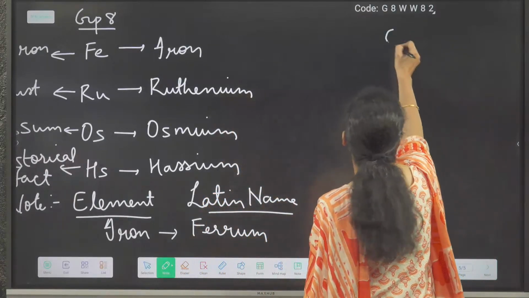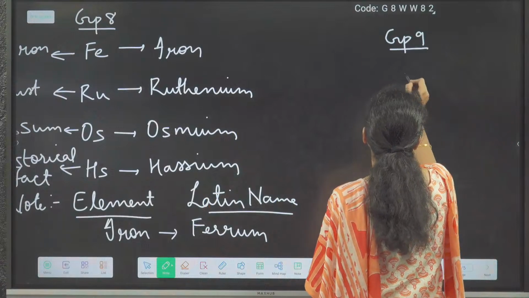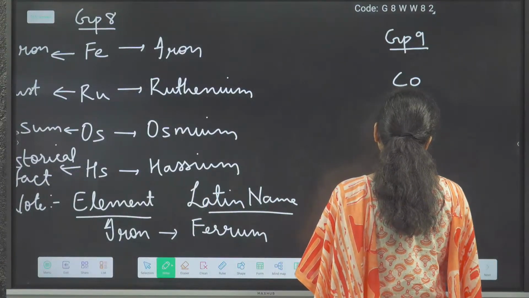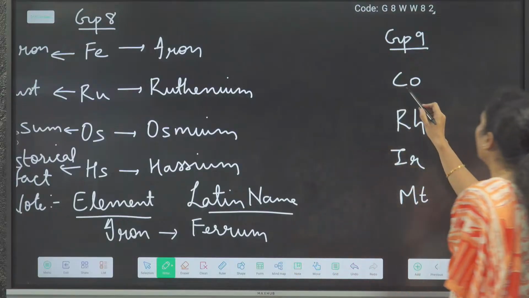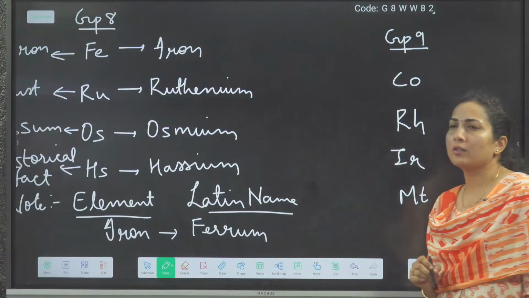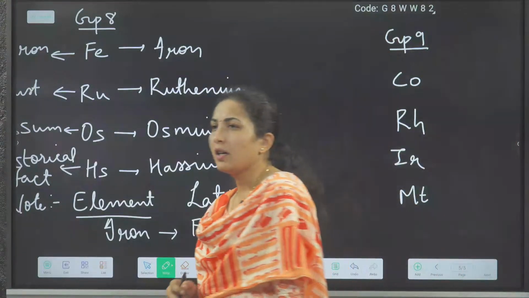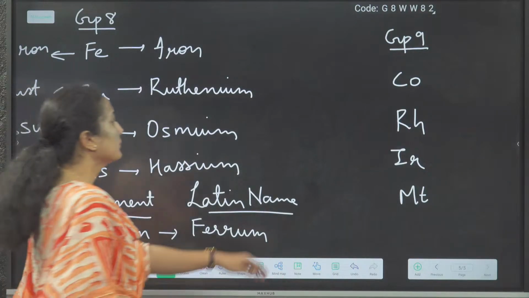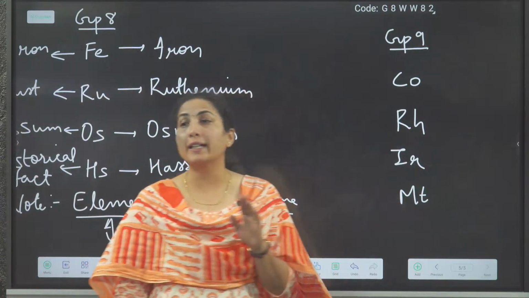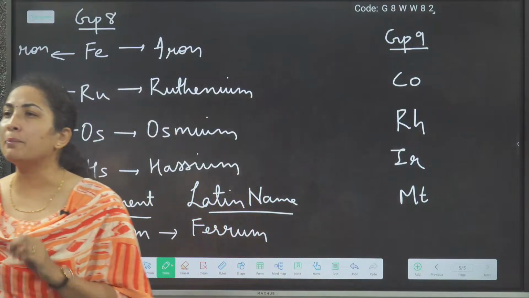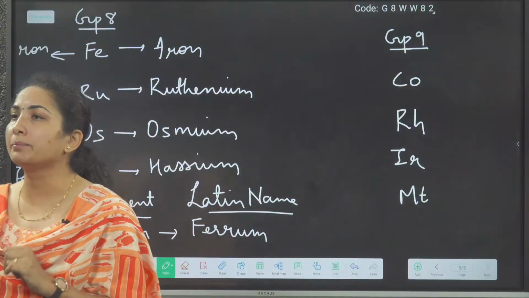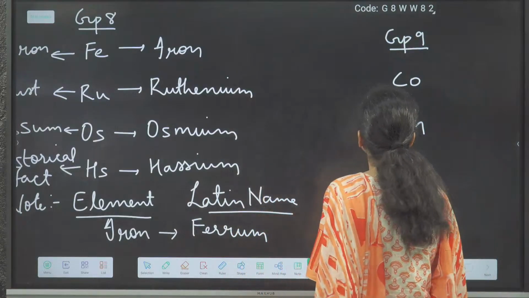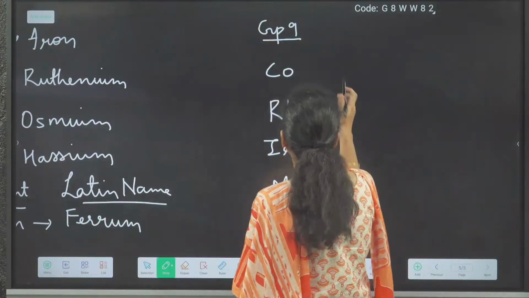Then we are going for group 9. So Co stands for cobalt. Rh is for rhodium. Ir is for iridium. And Mt is for meitnerium. Mt is for meitnerium. So we are going to write down that here.